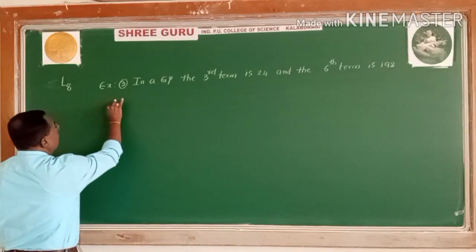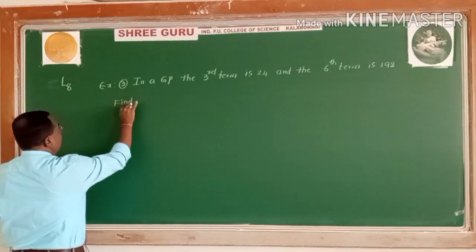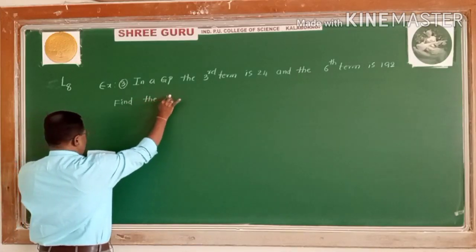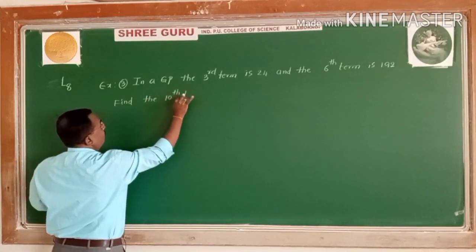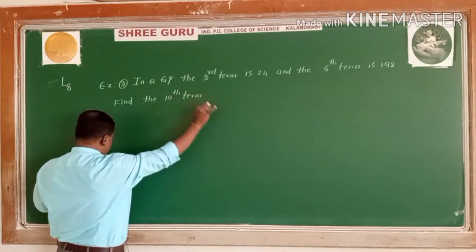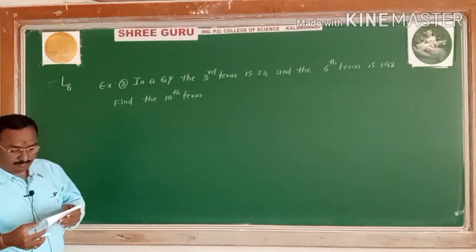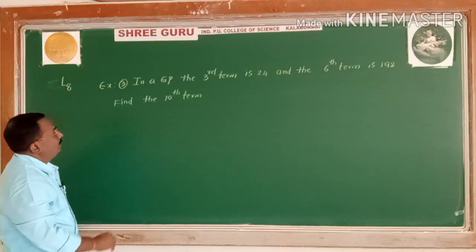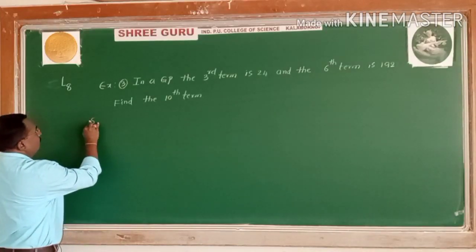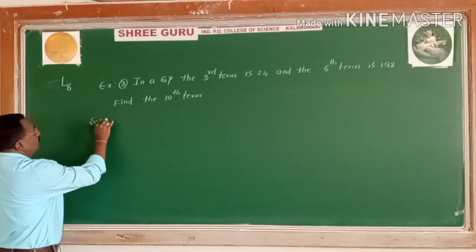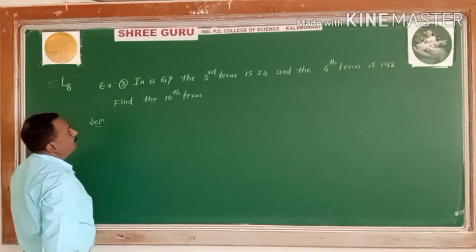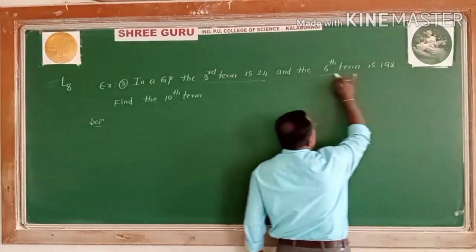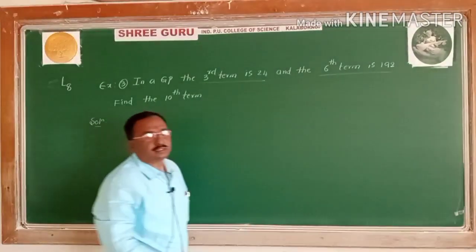Find the 10th term. Solution: given that the third term is 24 and the sixth term is 192. These two conditions are very important.